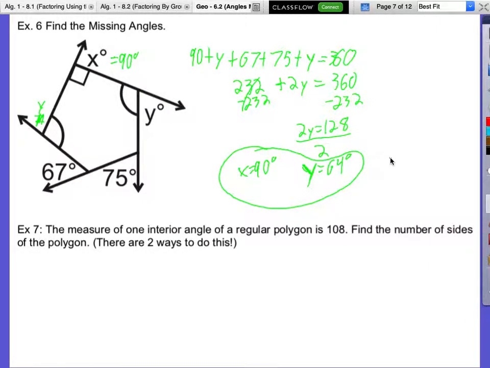Example 7. The measure of one interior angle of a regular polygon is 108 degrees. Find the number of sides of the polygon, and there are 2 ways to do this. I want you guys to try and figure this one out. Looking at the chart is not one of the ways. Looking at the chart is forbidden.